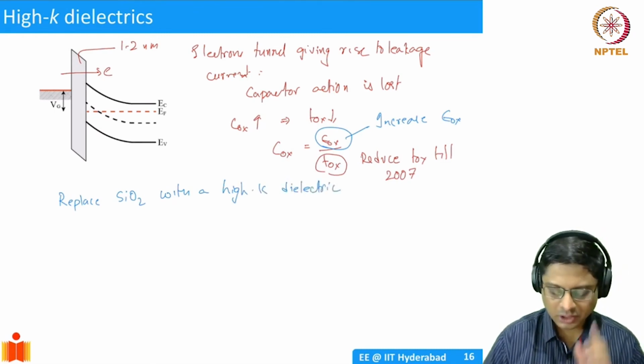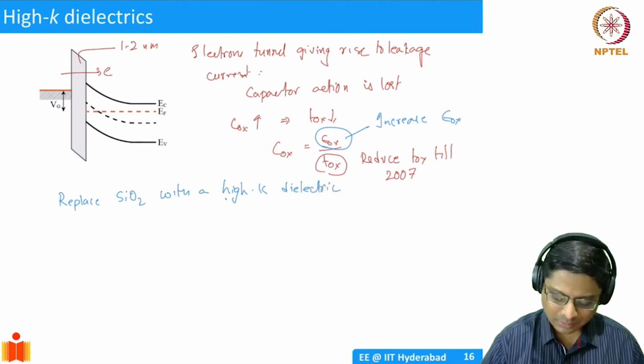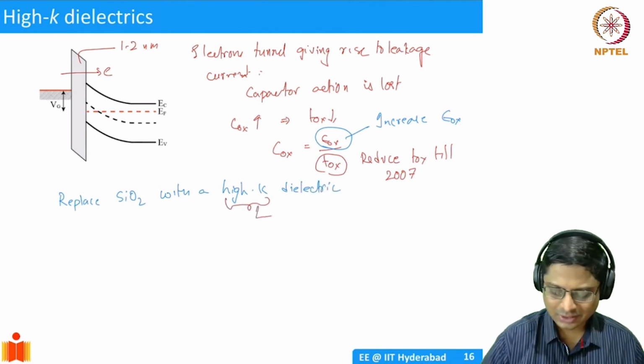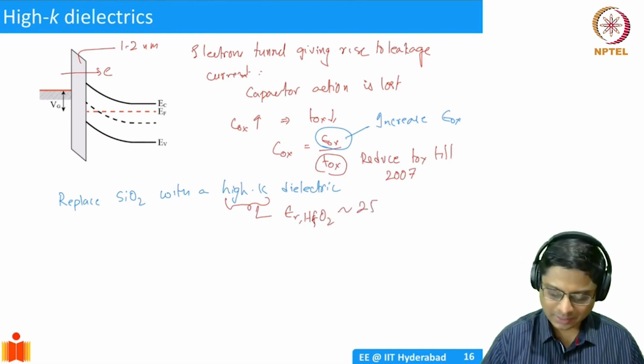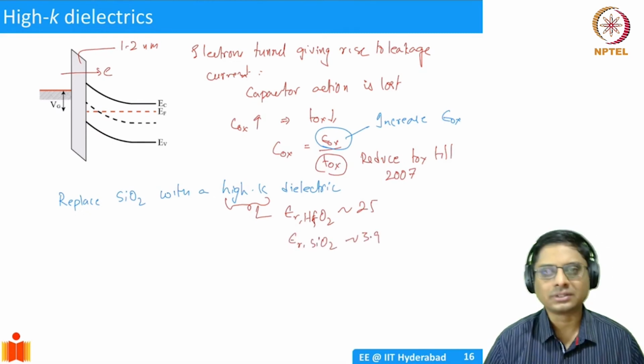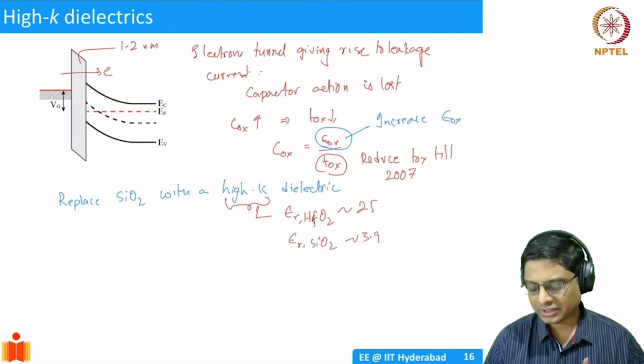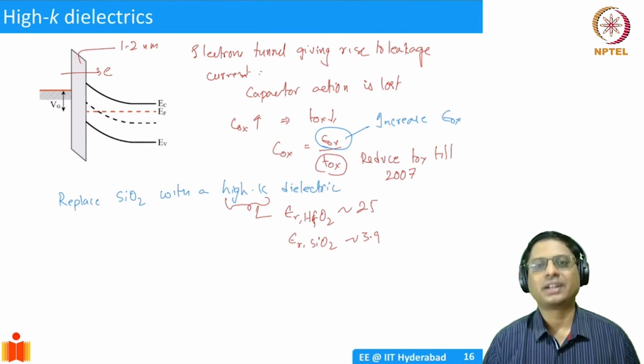Okay. What do we mean by high K dielectric? Well, it is something with a high dielectric constant, essentially. An example is hafnium dioxide, which is one of the high K dielectrics, with epsilon relative of about 25. Silicon dioxide, which we have been using so far, has epsilon relative of 3.9. So instead of silicon dioxide, use hafnium dioxide.